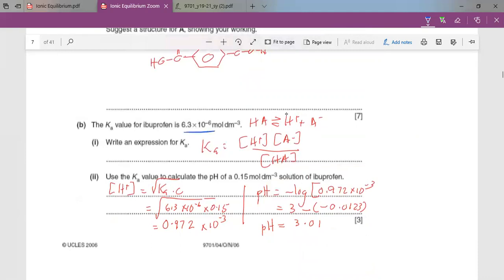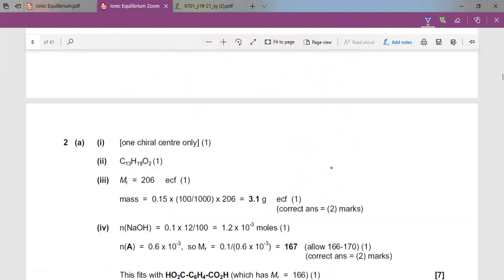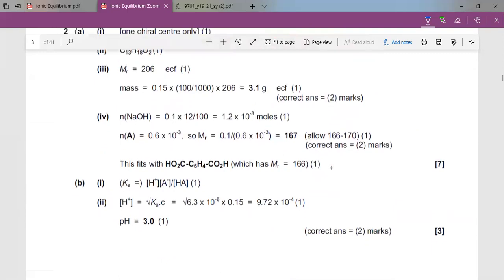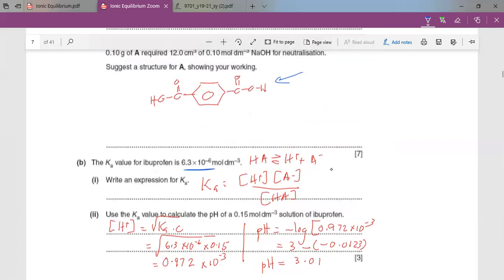Now this is where the calculation comes in. The expression for K, see, it's a big thing here. Of course, you write your HA. So you can see here, this is a very acceptable one: H plus and A minus. It's 1 mark.